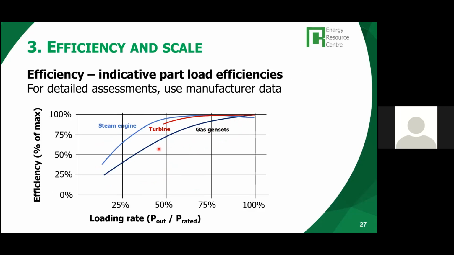This can really make a very big difference if you load your system below 50% load. For steam engines, this is more pronounced if you go below, let's say, 30 to 40% of its rated capacity. This is really something to take into consideration when choosing a certain generator size for the system.